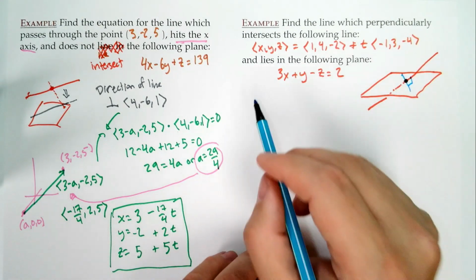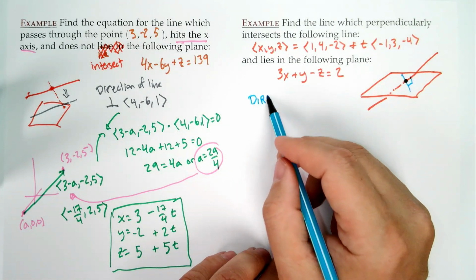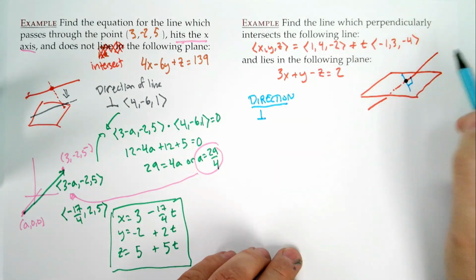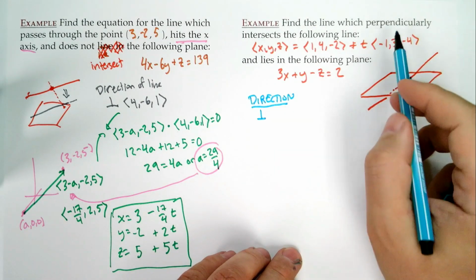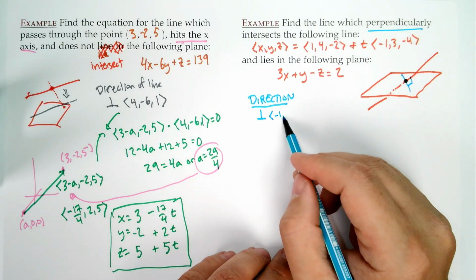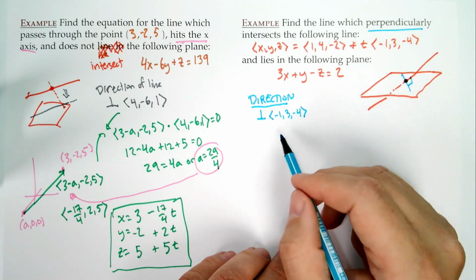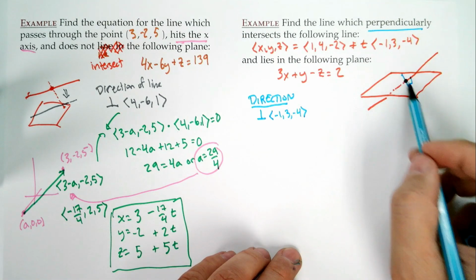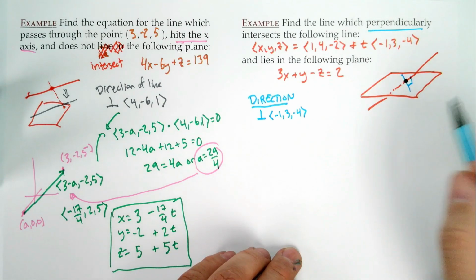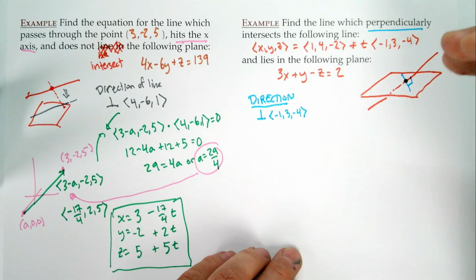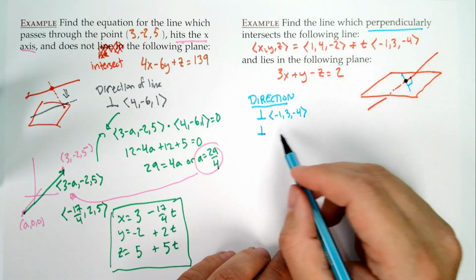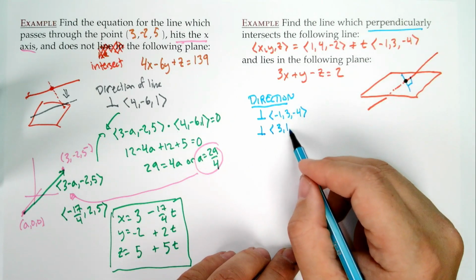So let's think about the direction of our new line. What has to be true? Well, we know it's got to be perpendicular to this line because it says it's perpendicularly intersecting. So it's got to be perpendicular to (negative 1, 3, negative 4). It also, this line here, has to be in the plane. And any line in a plane has to be the case where the direction vector is perpendicular to the normal. So it has to be perpendicular to (3, 1, negative 1).